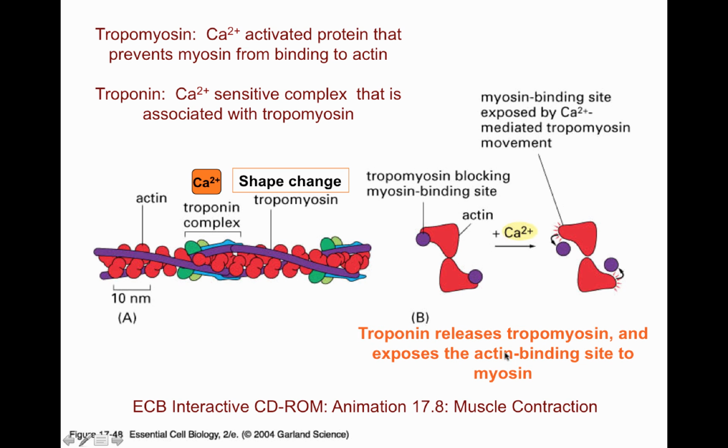So the troponin releases tropomyosin and exposes the binding sites to the myosin molecule, allowing for the sarcomeres to contract.